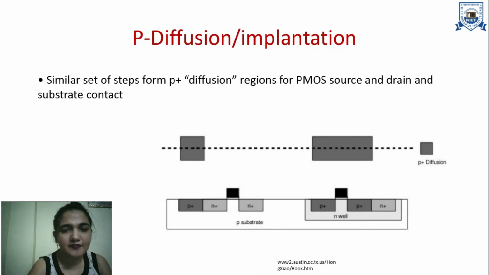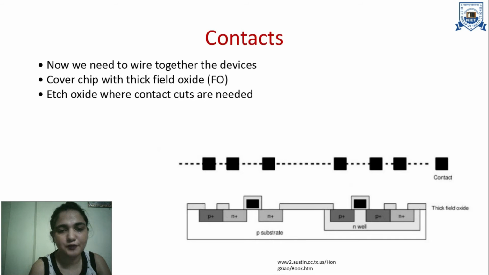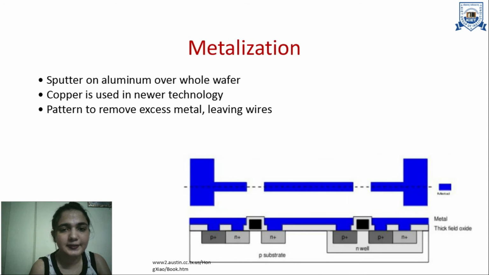Then we have P diffusion. Again, with the help of similar steps, we will be forming the P plus diffusion regions, forming the PMOS source and drain and the substrate contact. Then we have contacts. Now we need to wire together all of the devices that we have formed. So we will be covering the chip with thicker field oxide, and we will be etching the oxide where contact cuts are needed. Then we use the metallization process.